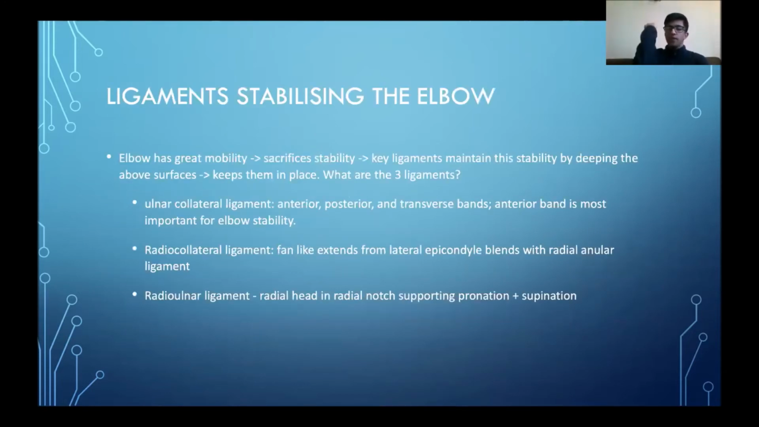Elbow joint. So the elbow has great mobility, but mobility means that you're sacrificing stability. To maintain the stability, you have ligaments. What three ligaments do you have? You have the ulnar collateral ligament, the radial collateral ligament, and the radioulnar ligament.